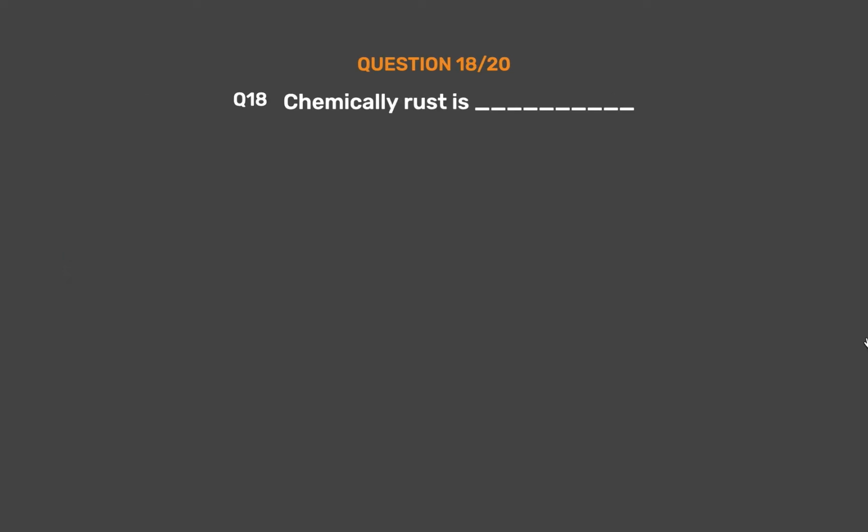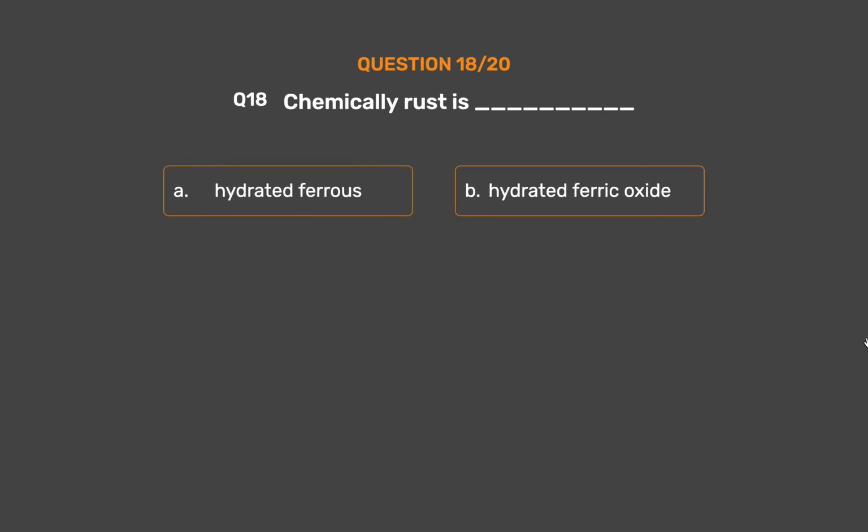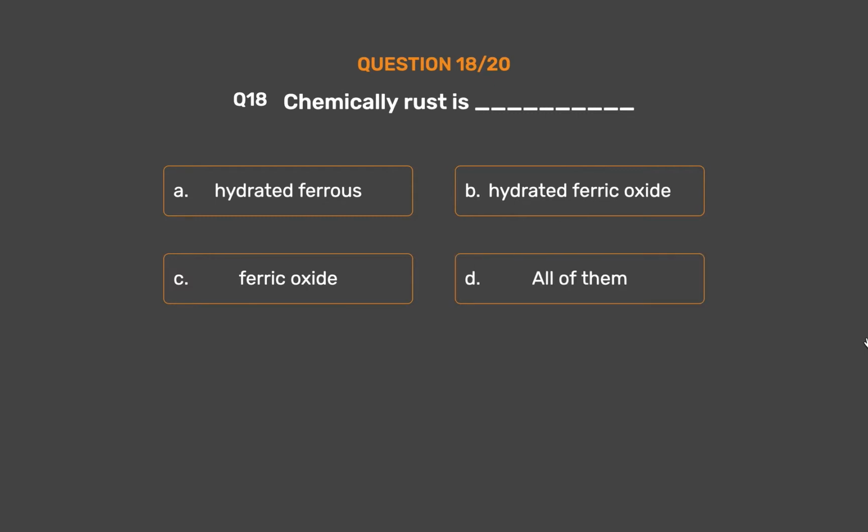Question number 18. Chemically, rust is underscore. Option A, hydrated ferrous. Option B, hydrated ferric oxide. Option C, ferric oxide. Option D, all of them. The correct answer is option B, hydrated ferric oxide.